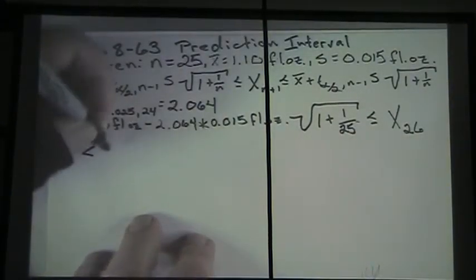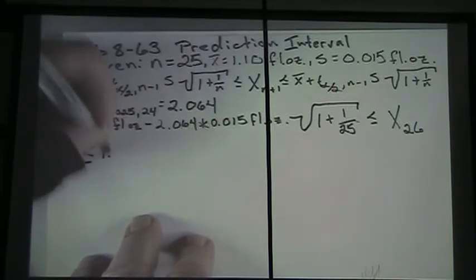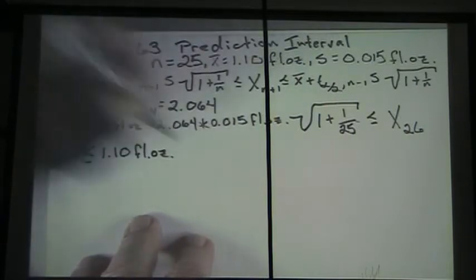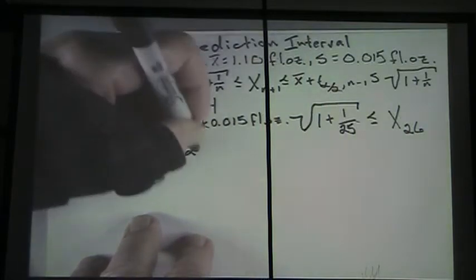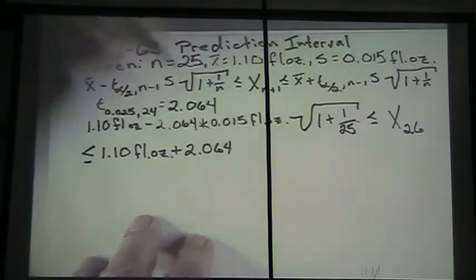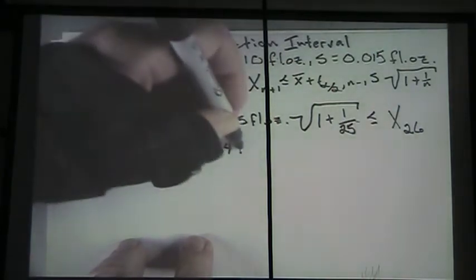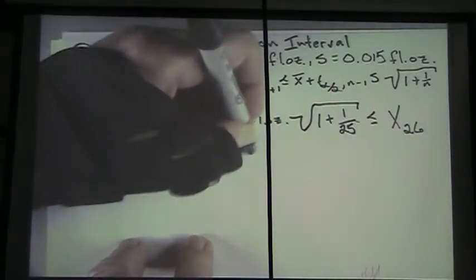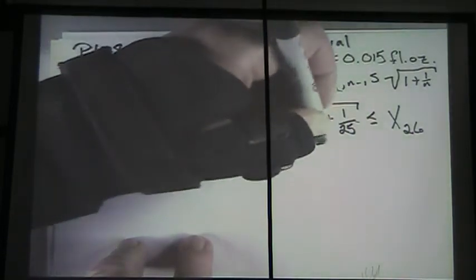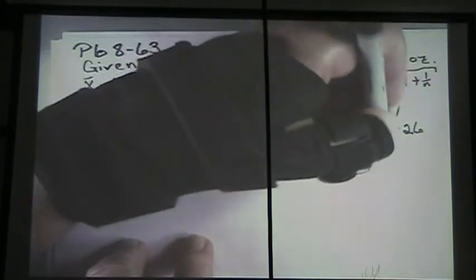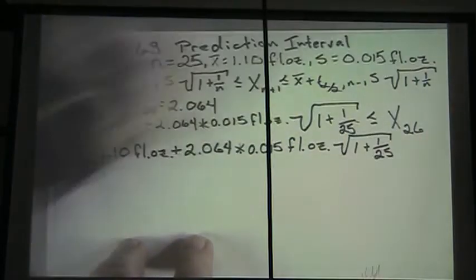is less than or equal to 1.10 fluid ounces plus 2.064, t of alpha divided by 2 with 24 degrees of freedom, times 0.015 fluid ounces times the square root quantity of 1 plus 1 divided by 25.